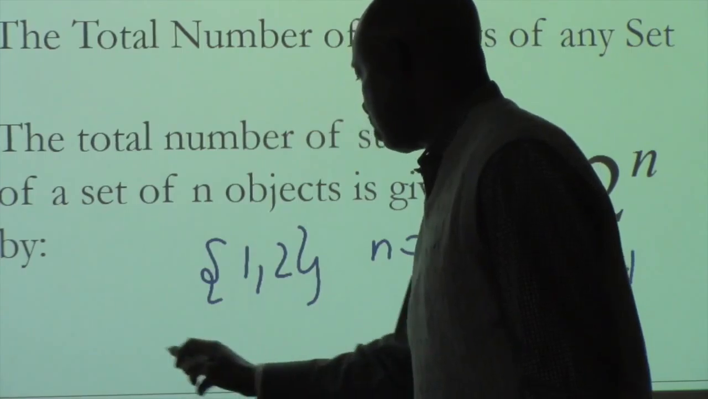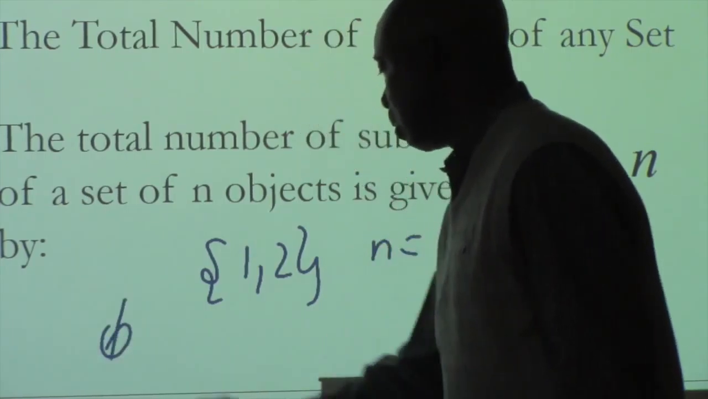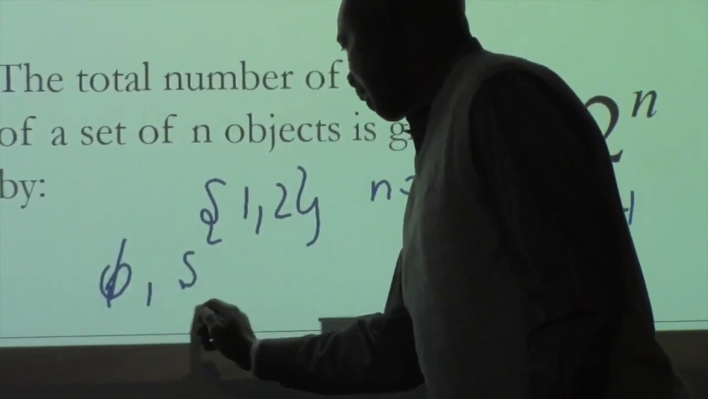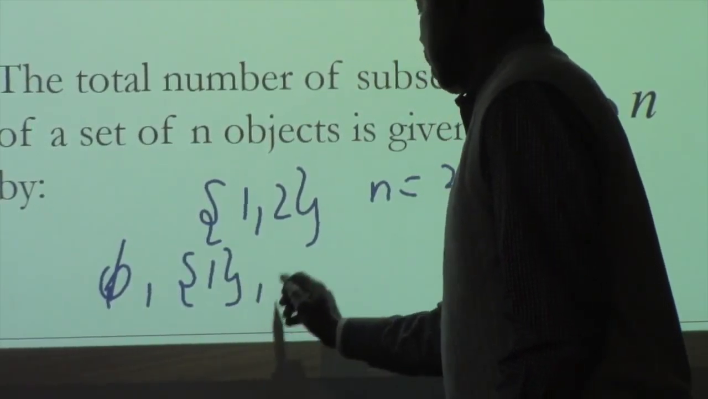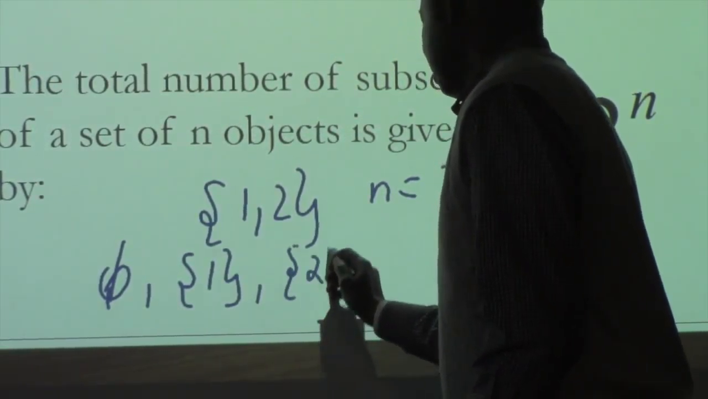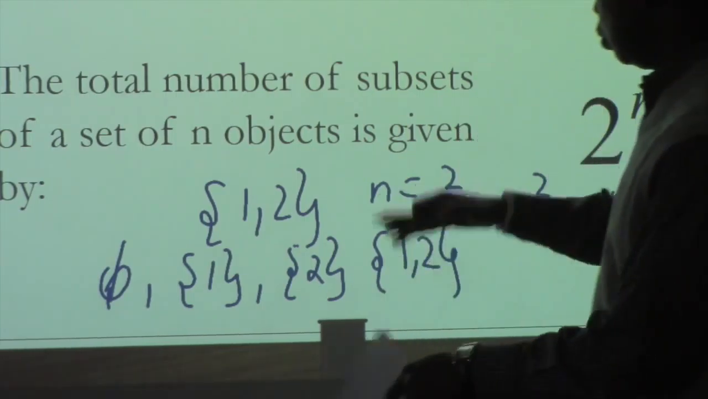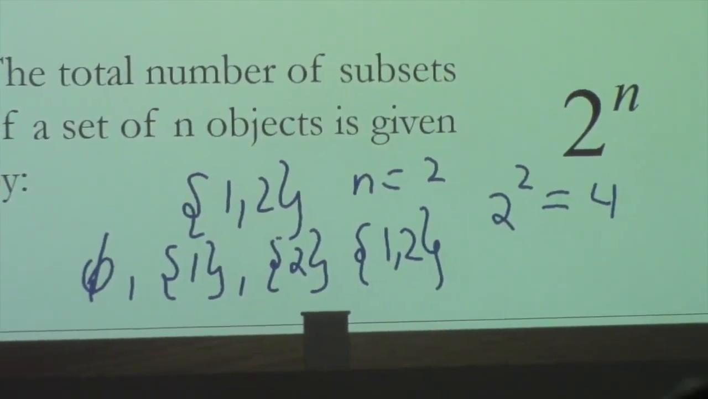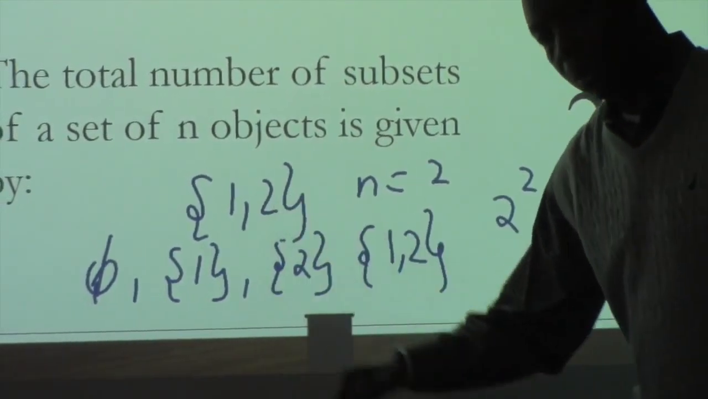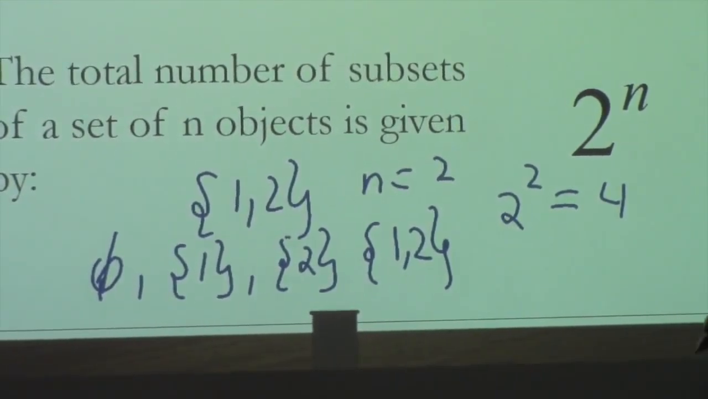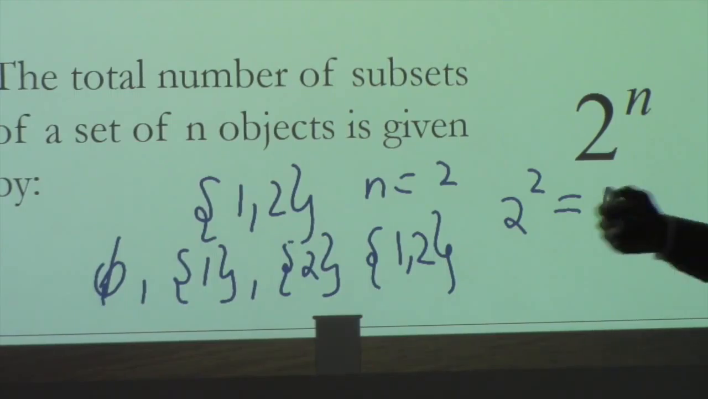The possible subsets here will be the empty set. That's 1. Another set that just contains the element 1. Another set that contains just the element 2. And another set that contains both elements. Now understand, 2, 1 and 1, 2 are the same thing. So how many subsets do we have here? 1, 2, 3, 4. Again, the empty set and the universal set are subsets of the set.